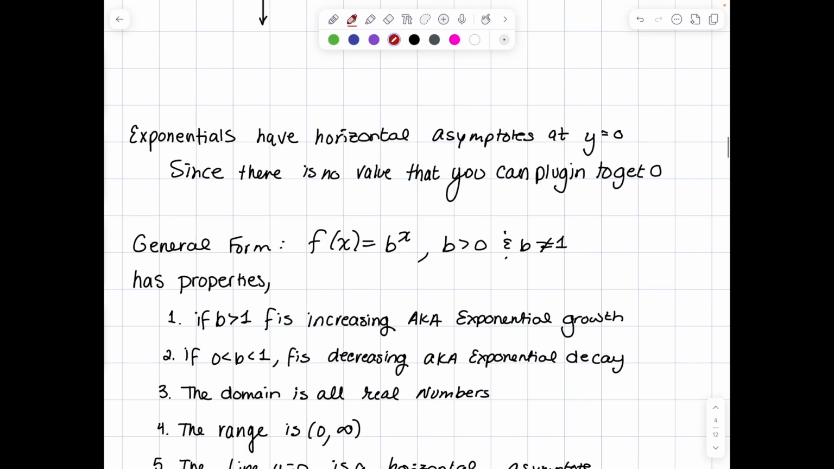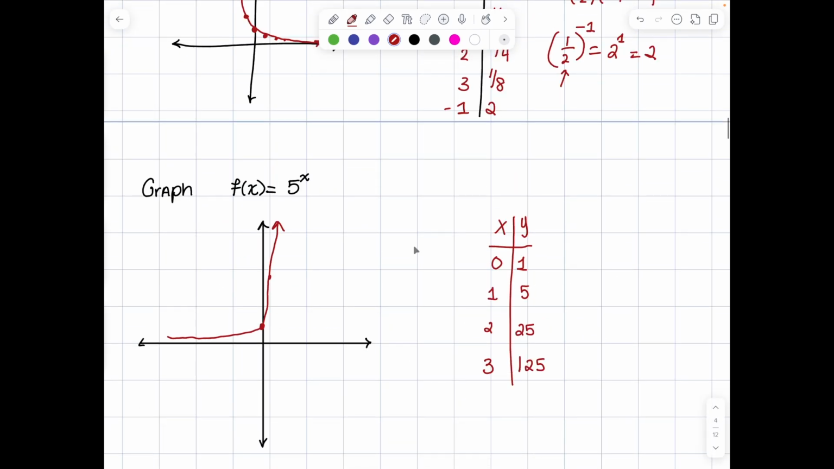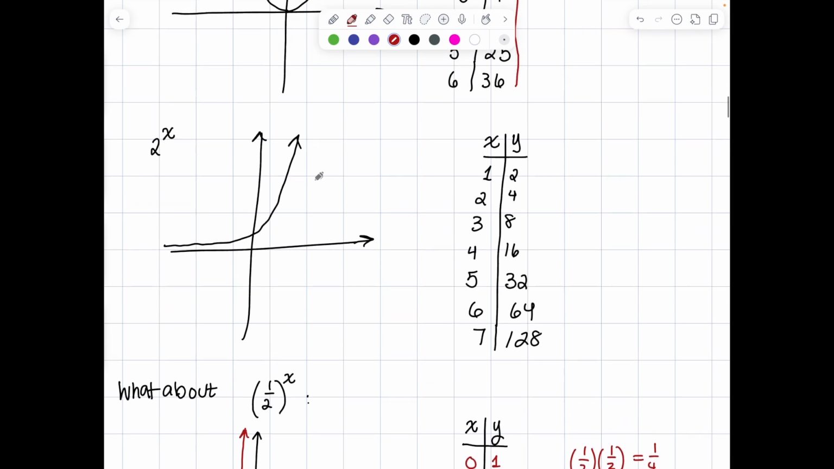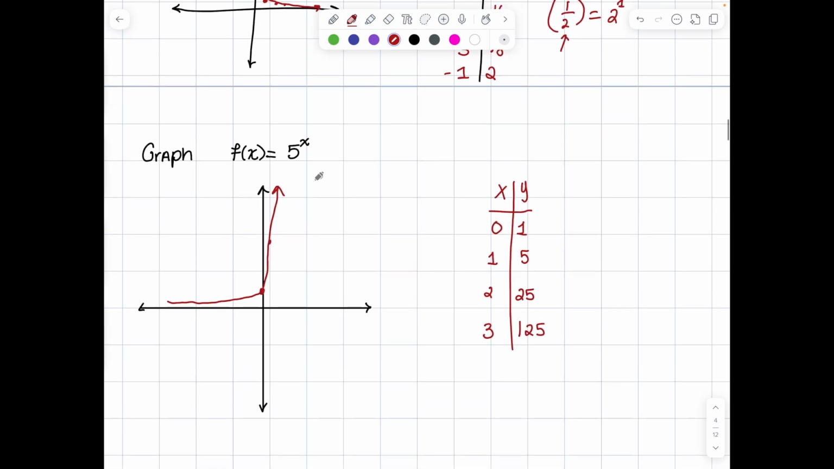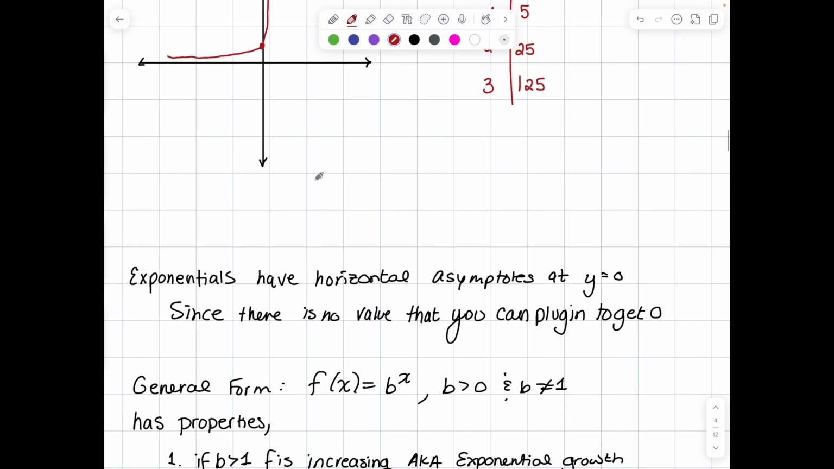Okay, so exponentials have horizontal asymptotes, believe it or not, at y equals 0. You might have noticed that all of these graphs don't pass through y equals 0. We'll learn about why this is exactly the case later on in the next section. But for right now, we just need to know that exponentials can't ever be 0.